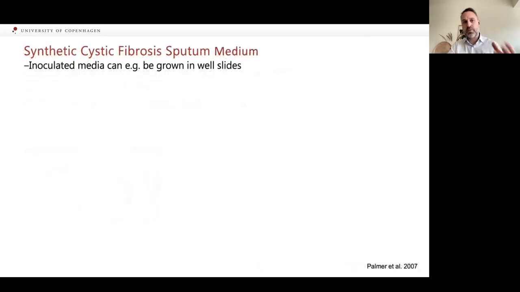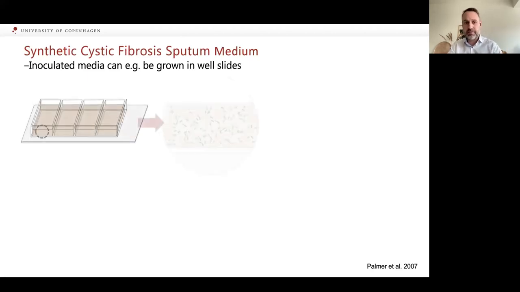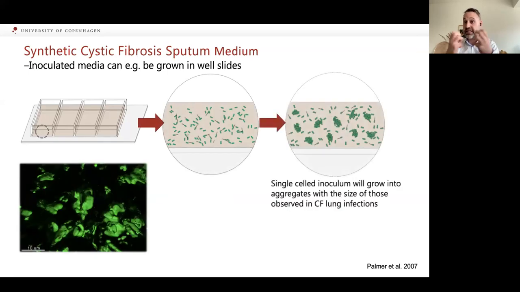When you inoculate such a media with a bit of bacteria, they will over time grow into these aggregates, simply because of the viscosity and the high carbon richness of the media. So it's kind of a natural form for the bacteria in these semi-viscous fluids to go into an aggregate form. And with this media, you're really trying to mimic the chemical environment.